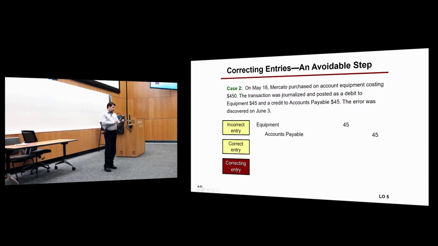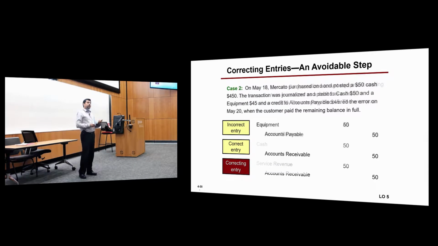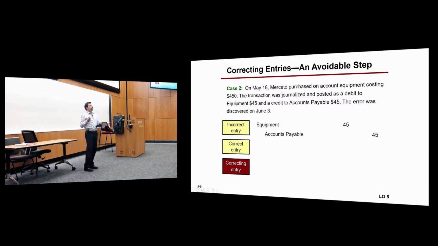So in the first scenario, what we had was the wrong account. So the wrong account was involved. In the second one, we actually have the same account, but the wrong amount. The previous one we had the correct amount, the wrong accounts. Here we have the wrong amount, correct accounts.